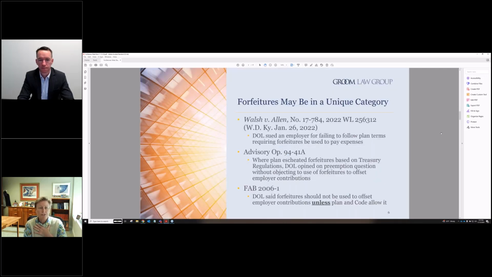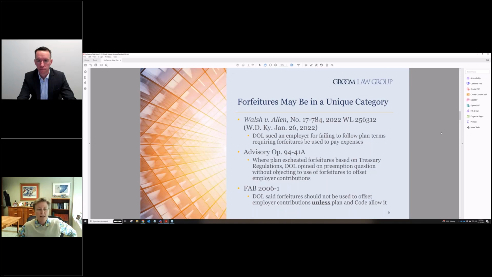So I sort of think of forfeitures as a unique category. And we talked about kind of the policy reason for that, right? They're plan dollars, they're in the plan's trust, but they are amounts that the employer has contributed. And the policy and the tax code indicate that they can be used for sort of a second try at employer contributions. So we do think of forfeitures as having a unique status.